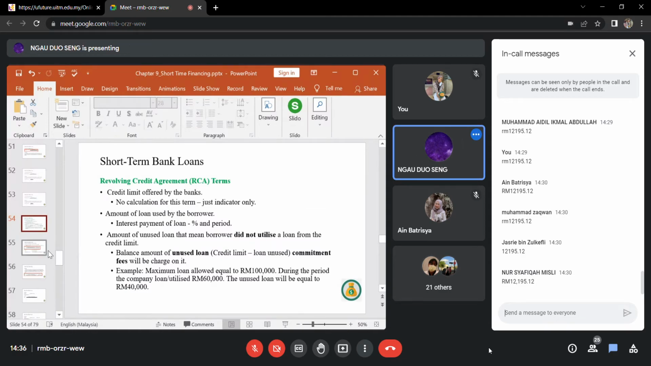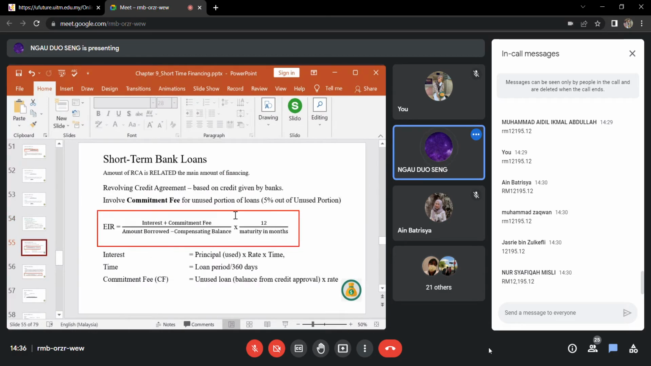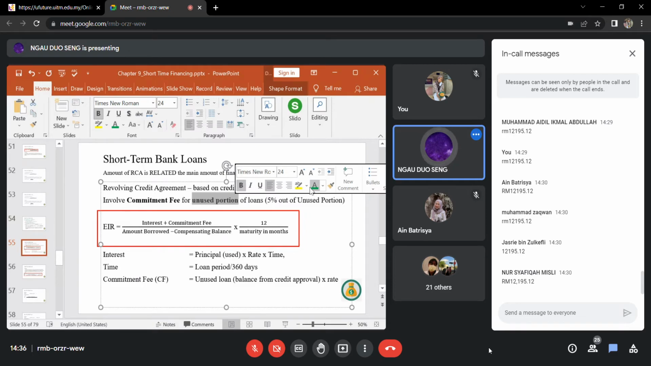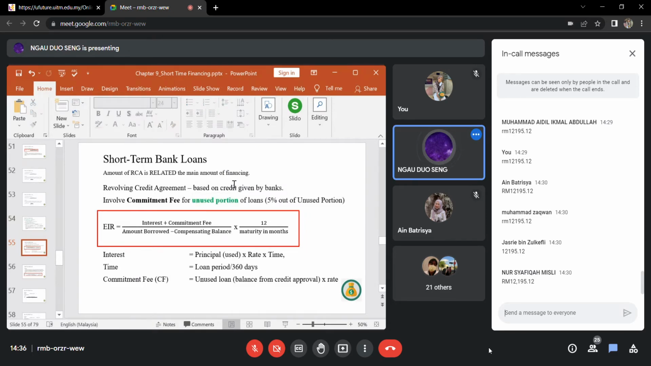Understand this one? Next. There is a formula for the revolving credit agreement, based on the credit given by the bank. You can see it involves commitment fees for the unused portion. Even if the company does not borrow the money, it still has to pay a commitment fee because the bank keeps that money available, 5% of the unused portion.